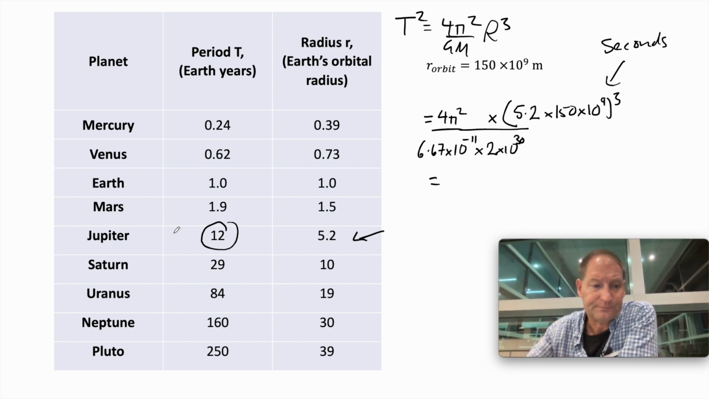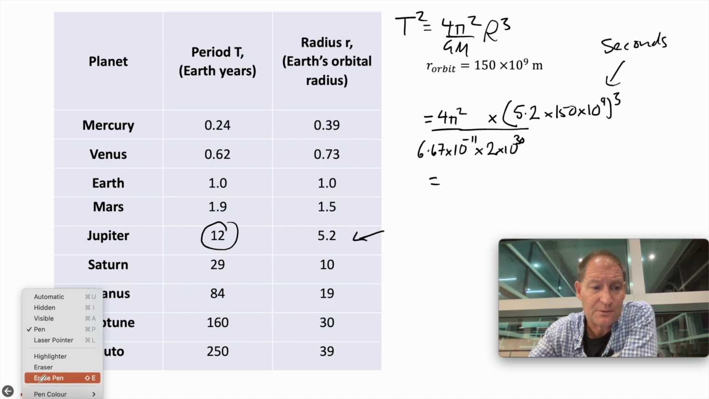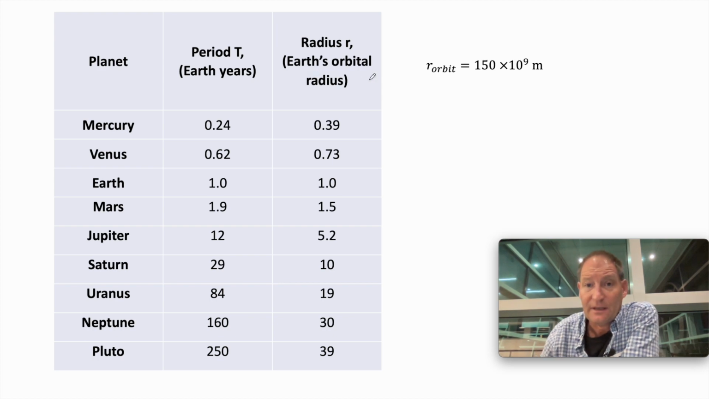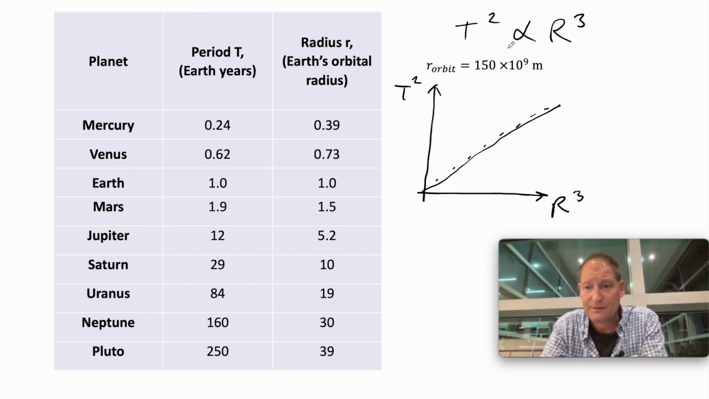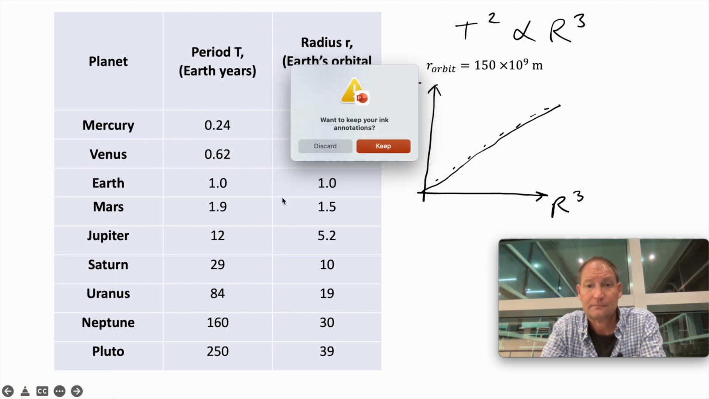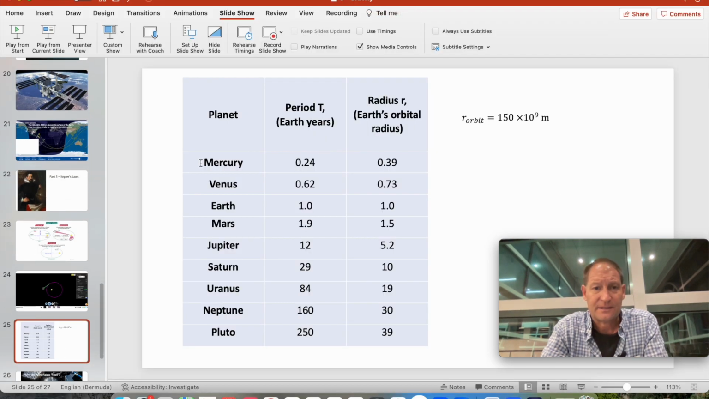The other thing you can do is you can put all this into an Excel spreadsheet and plot a graph of it. And if you plot a graph of r cubed against T squared, you should get a perfect straight line graph. Okay, and that's showing you that T squared is proportional to r cubed. I'm going to try and do that just for fun. So let's take this data.